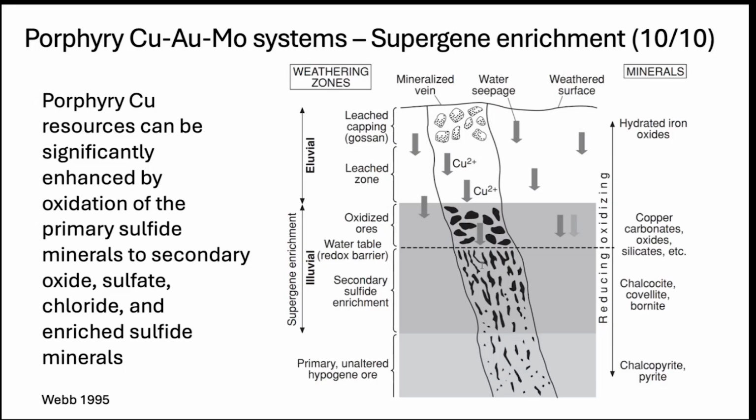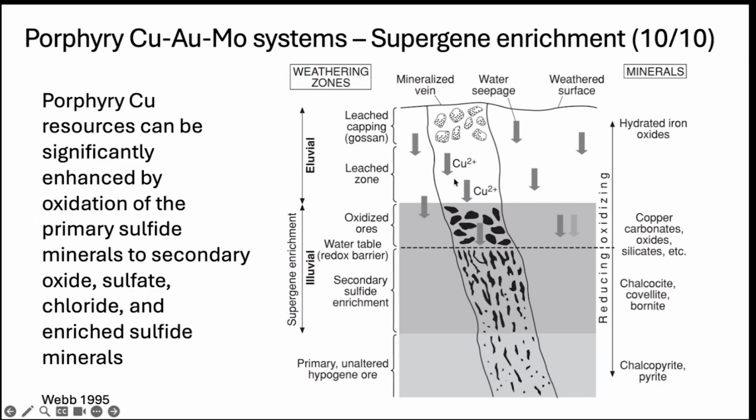Once it gets below the water table, it goes back to 1+ and enriches the primary copper sulfide minerals that are already there. So we take something like chalcopyrite, which has CuFeS2, and we make much more rich copper sulfide minerals by this upgrading process.